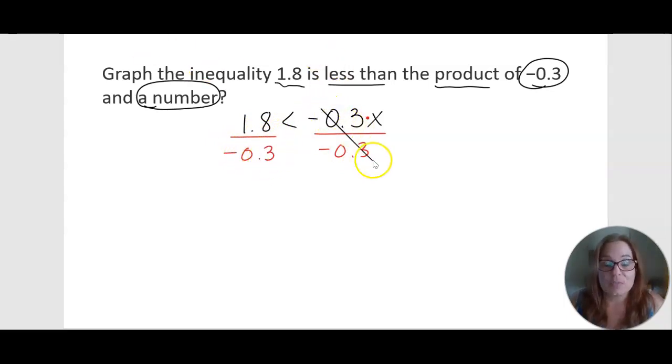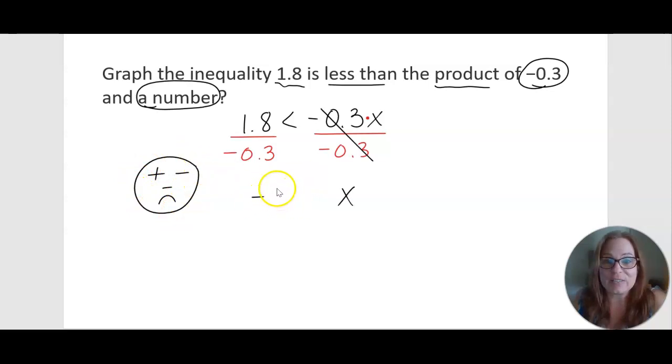Any number divided by itself is 1, so I just get x. On the left, 1.8 divided by 0.3 is the same as 18 divided by 3, which I know is 6. And a positive divided by a negative, that's our sad guy there, equals a negative. So it's going to be negative 6. And here's the one difference with inequalities, okay? Anytime you multiply or divide on both sides by a negative, flip the inequality.